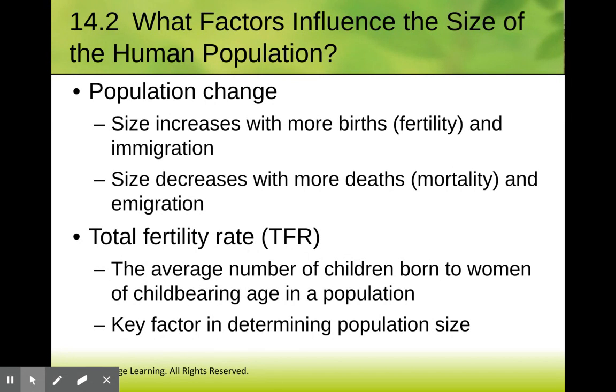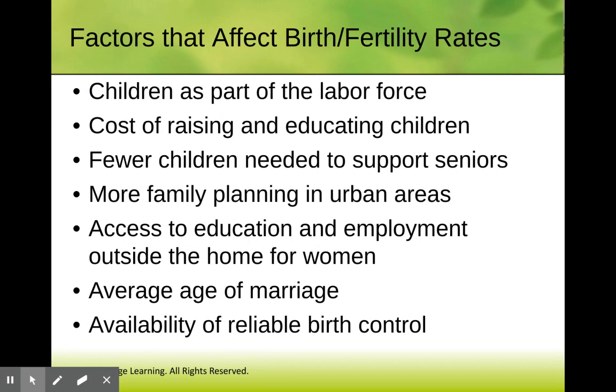And so the total fertility rate, TFR, is the average number of children born to women of childbearing age in a population. A key factor in determining population size is the total fertility rate, just because if women of childbearing age in a population are having more children, then that population will increase. There are factors that affect birth and fertility rates.